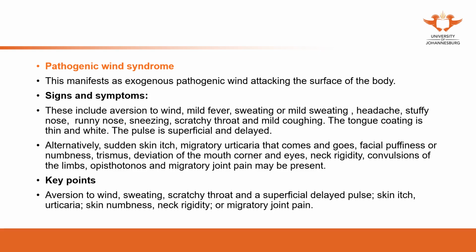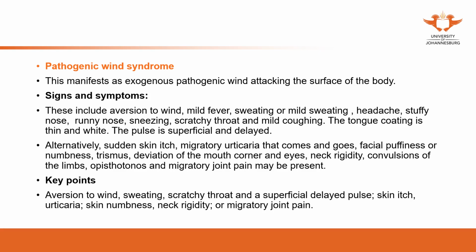The tongue coating is thin white. Can the tongue coating be thin and yellow? The answer is yes. Here we just give you the examples. It can be thin yellow or thin white. It depends on wind cold or wind heat. The pulse is superficial. As you can see, the wind attacks the human body from the superficial, from the mouth and nose, from the skin. It's all superficial.